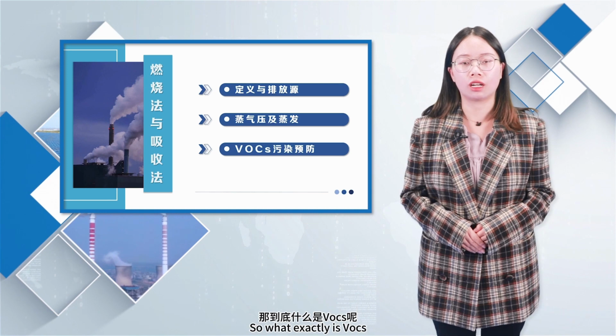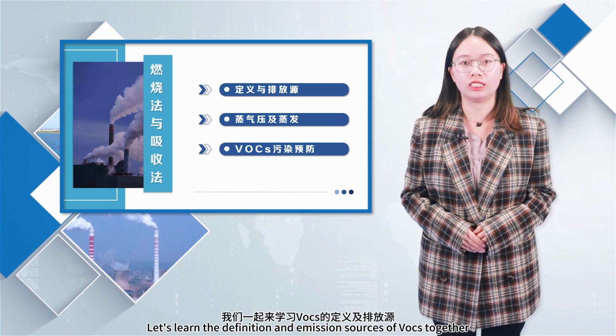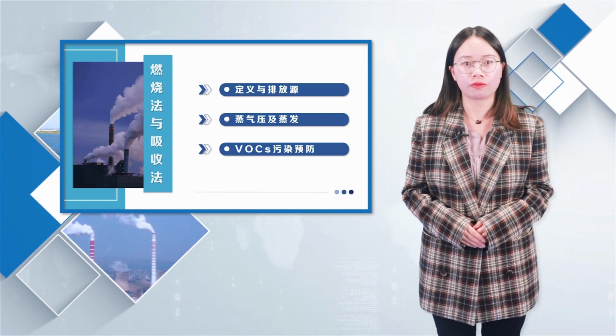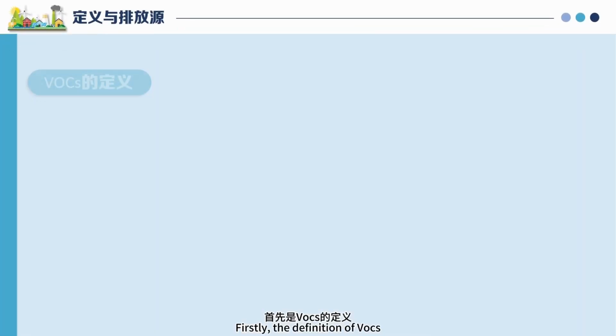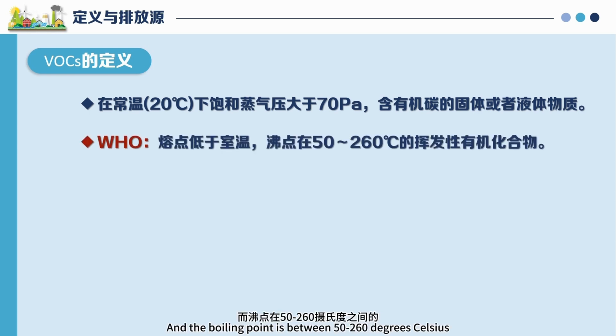So what exactly is VOCs? Today, let's learn the definition and emission sources of VOCs together. Firstly, the definition of VOCs. For VOCs, there is no unified definition internationally. The World Health Organization defines total volatile organic compounds as a general term for volatile organic compounds with a melting point below room temperature and a boiling point between 50 and 260 degrees Celsius.